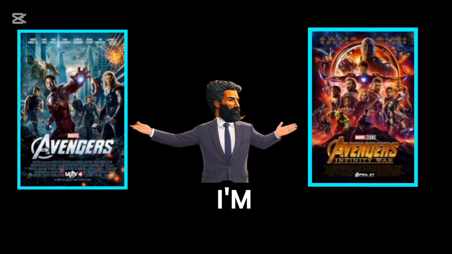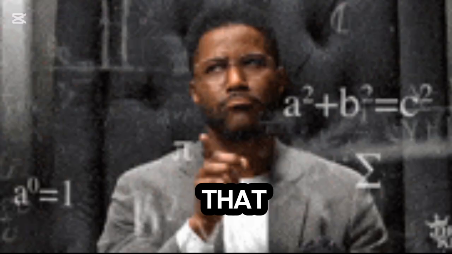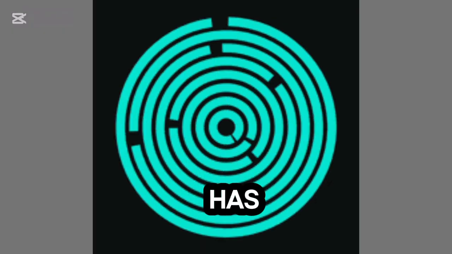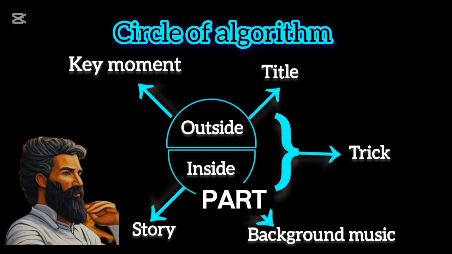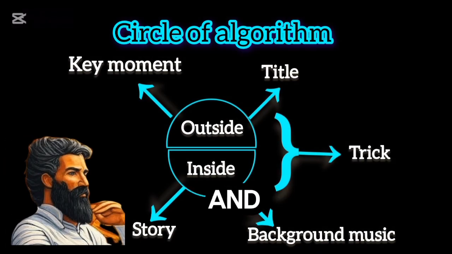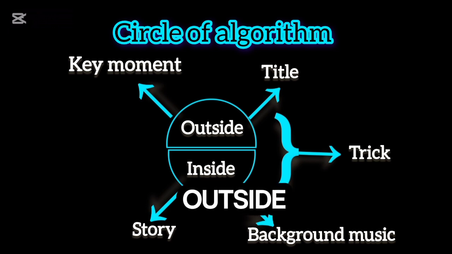You need to make shorts that have all these qualities. Now I'm going to show you the secret formula that includes everything. It's called the circle of algorithm. This circle has 2 parts, the outside part and the inside part, and they work together to connect viewers to your shorts. Let's start with the outside part.